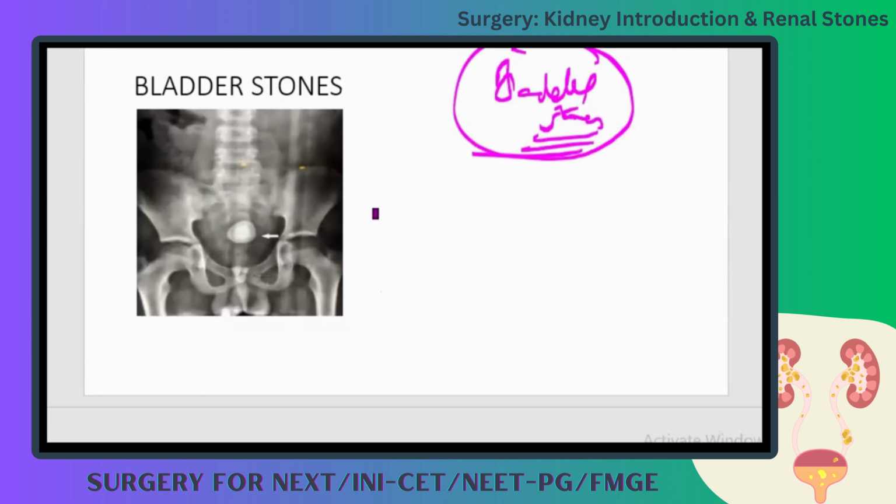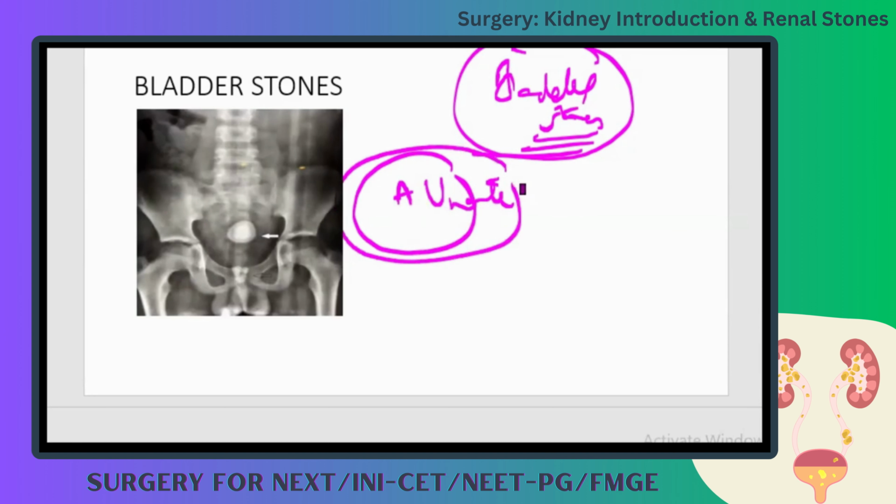A stone in the bladder. What is the most common kidney stone? Calcium oxalate. Most common radiolucent kidney stone? Uric acid. Most common bladder stone? Calcium oxalate? No. It is ammonium urate, mixed urate. It is known as urate stones. Urate stones are the most common things. Okay.